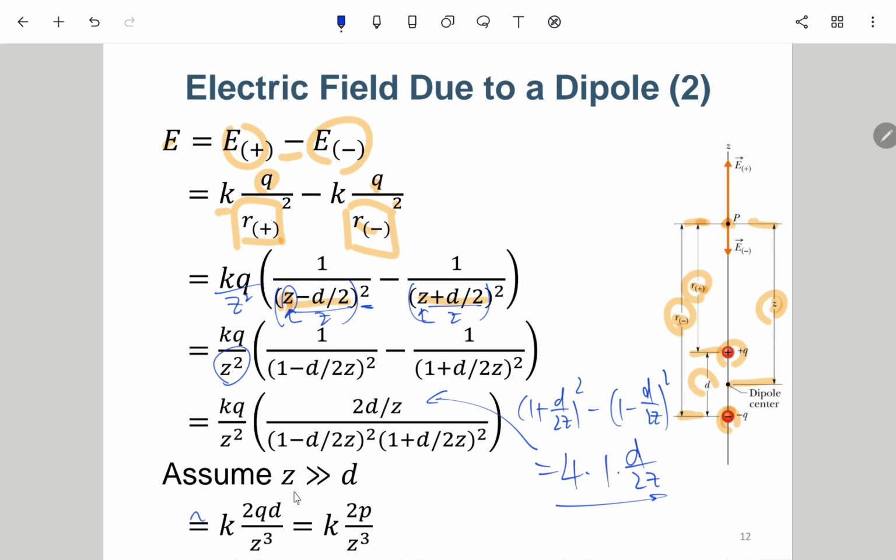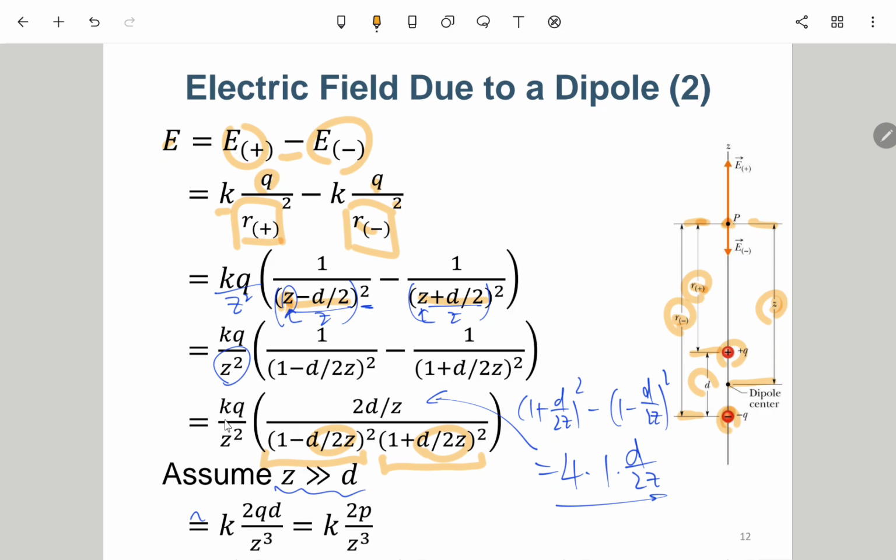So here we try to assume that z is much larger than d. Z is much larger than d. In such a way, this fraction will tend to 0 if z is much larger than d. Similar for this one. So this one becomes a 1, this one becomes another 1. So all the denominators become nothing but a 1.